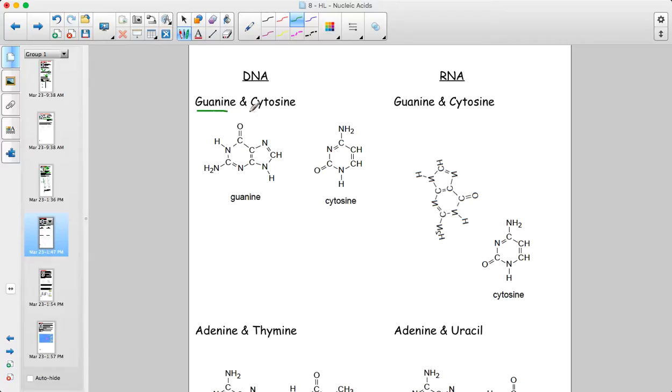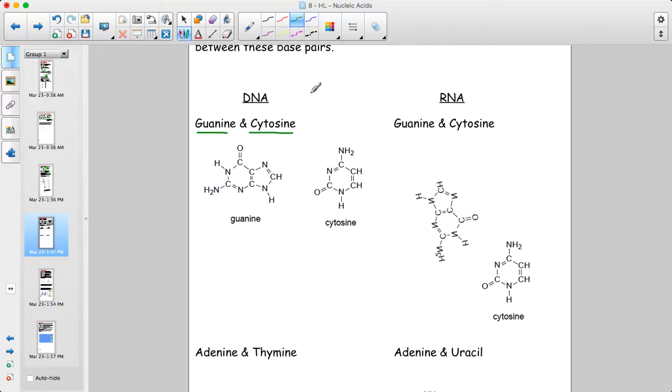Guanine and cytosine always hydrogen bond together, no matter if you're talking about DNA or RNA. And they are able to form 3 hydrogen bonds. So I remember that G and C both rhyme with 3. Okay, so G and C are going to always be able to form 3 hydrogen bonds.